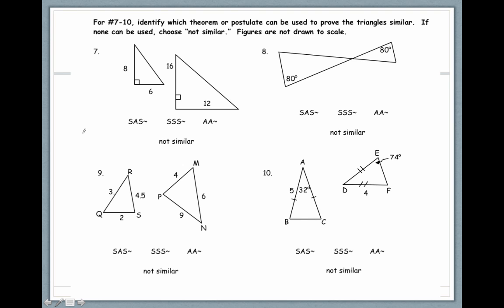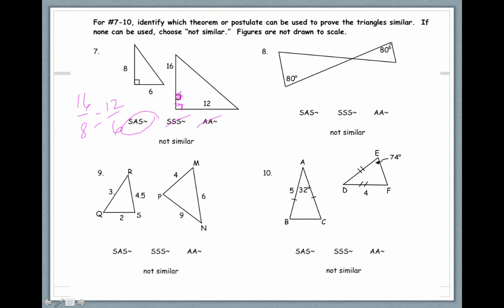Okay, so we want to decide if any of these three things can prove similarity, and if not, we just put not similar. So side angle side, that is very odd and should be down there and not up there. So these two have this included angle. So if these sides are proportional, then they're done. We only have two sides, so it can't be that. We're only given one angle, so it can't be that. So this is our only chance. So is 16 over 8 equal to 12 over 6? 2, 2, yes. So they have side angle side similarity.